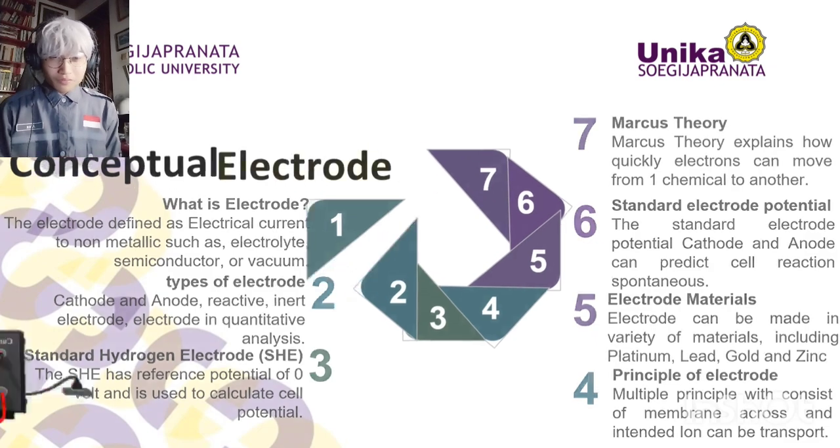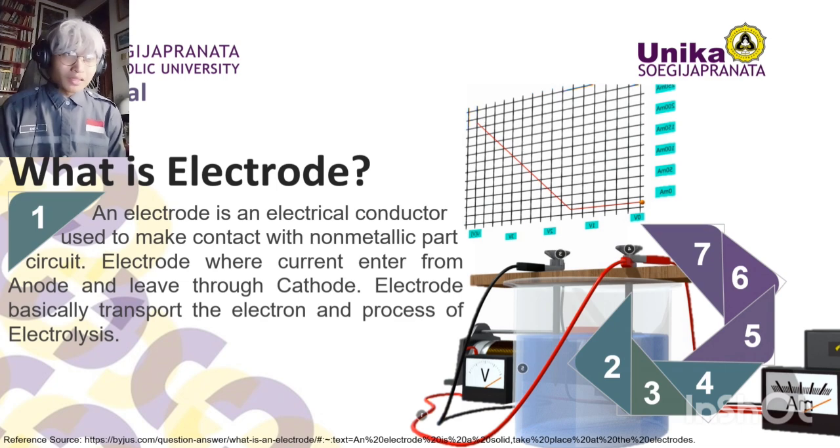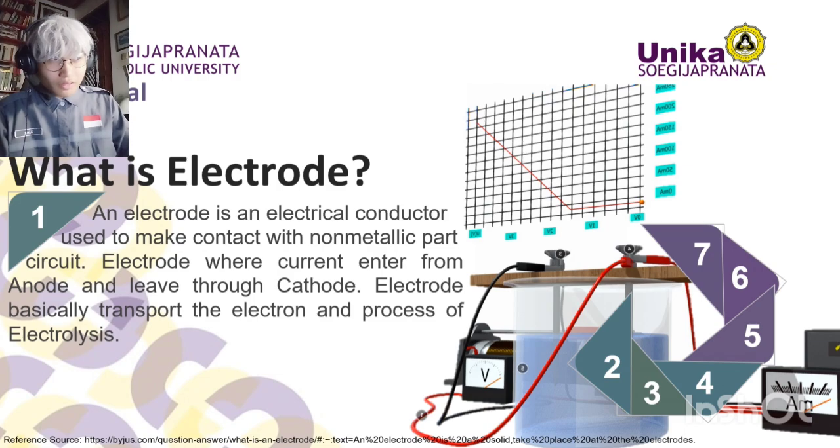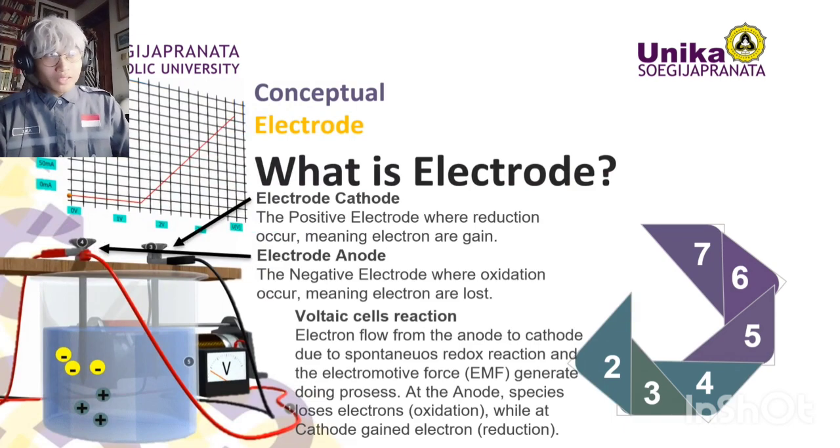We're going to talk about the first one here. What is an electrode? So basically, we have talked about this topic. An electrode is an electric conductor used to make contact with a non-metallic part of a circuit. Electrodes, where current enters from an anode and leaves through a cathode. Electrodes basically transport the electron in the process of electrolysis. So next we have the animation in the next slide that I'm going to show you after I explain this. What is the electrode?